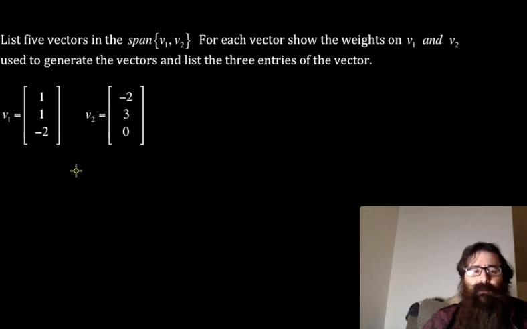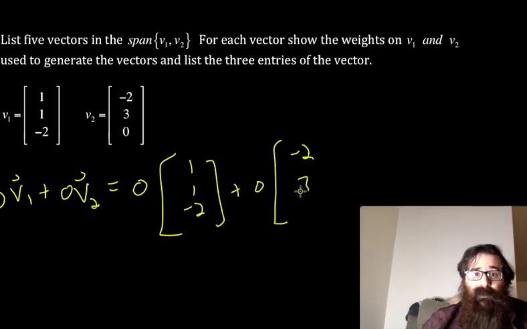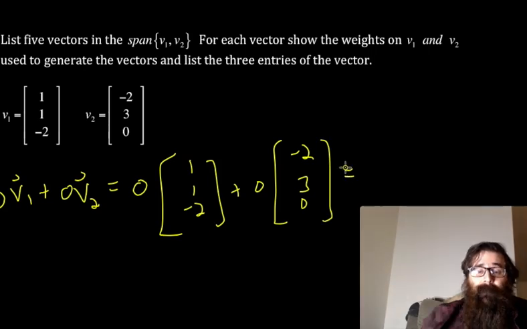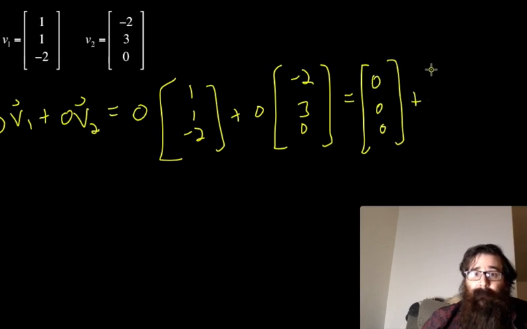So a set of all linear combinations of v1 and v2, so really sky's the limit. I can pick my coefficients. So one that I would pick, very nice, would be 0 times vector v1 plus 0 times vector v2, which would be 0 times the vector 1, 1, minus 2, plus 0 times the vector negative 2, 3, 0. And multiplying by 0 is just going to give me the 0 vector, killing off the entries.